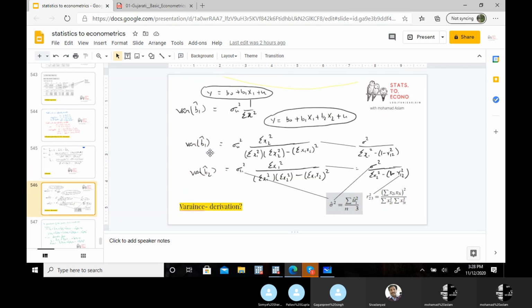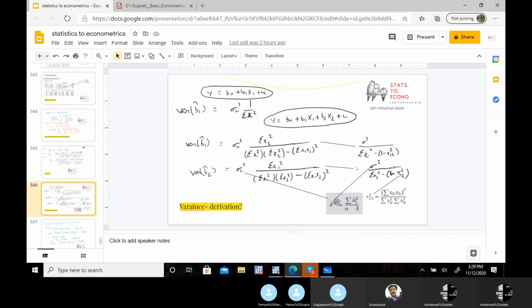Now, if you have more than one independent variable, these are the variance values for beta 1 hat and beta 2 hat. This is also equivalent to sigma square over summation xi square times 1 minus r square. This particular equation you have to keep in mind, because when we study the multicollinearity problem, we will need these equations. You have to keep in mind that this is the variance for these partial slope coefficients. This is the variance of beta 1 hat, this is the variance of beta 2 hat, if we have a model like wage, education and experience.